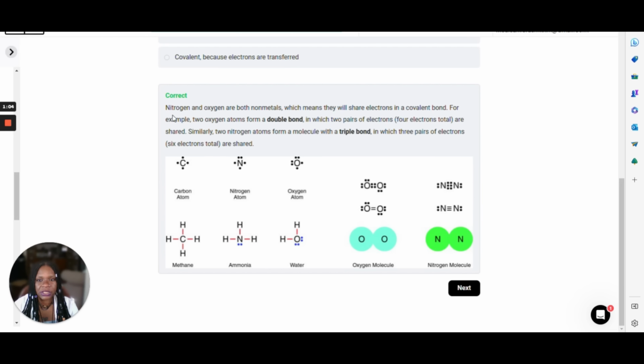So right here, nitrogen and oxygen are both nonmetals, which means they will share electrons in a covalent bond. For example, 2 oxygen atoms form a double bond, which is 2 pairs of electrons, and you have 4 total electrons. And then you have right here 2 nitrogen atoms that form a molecule are going to form a triple bond in which 3 pairs of electrons in total are shared. So here are your covalent bonds right here that are represented by the dots or by the 2 lines. That means they're sharing right here.